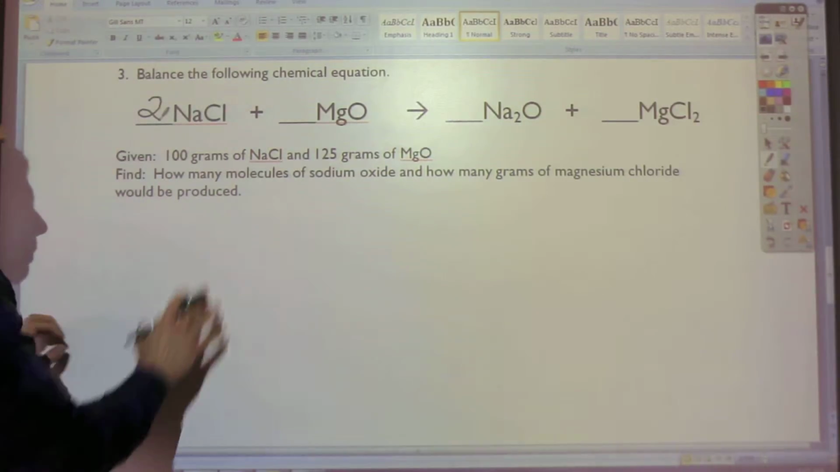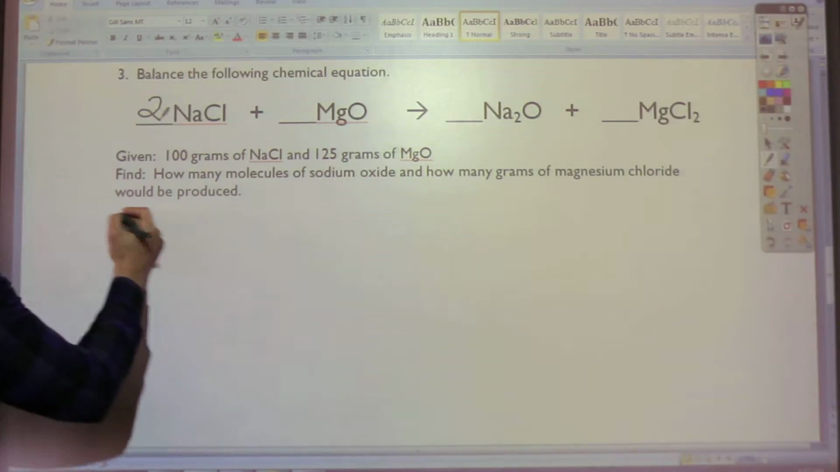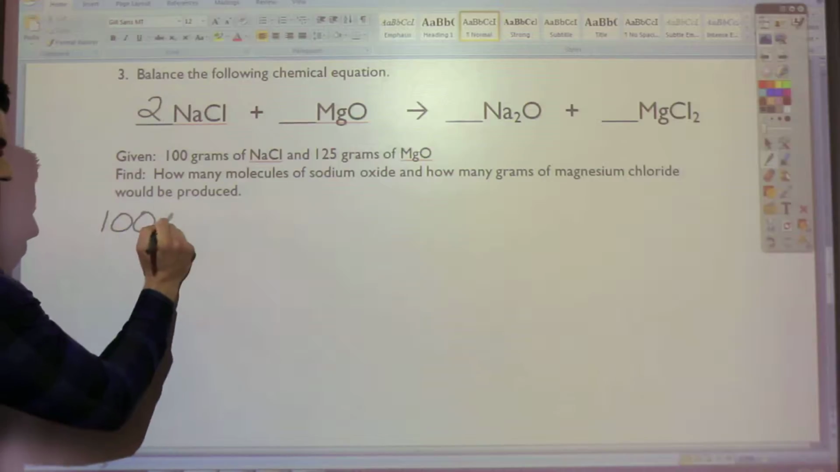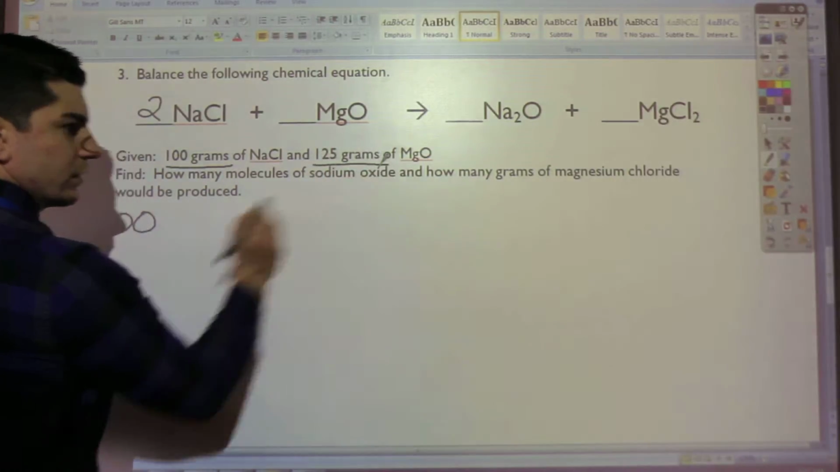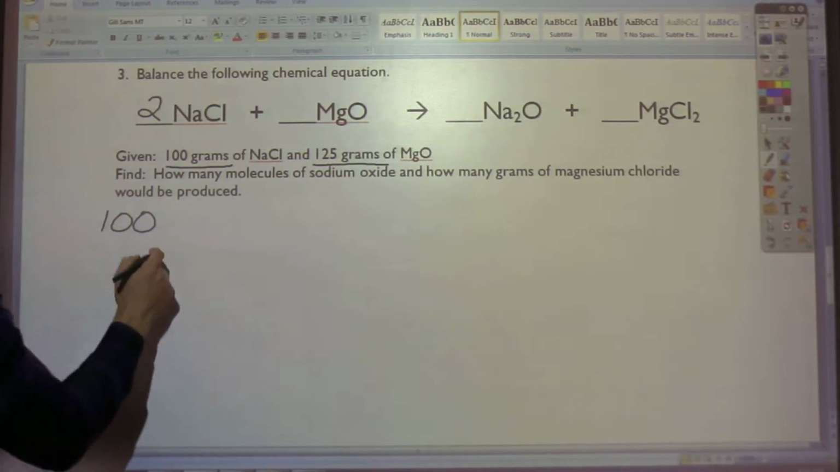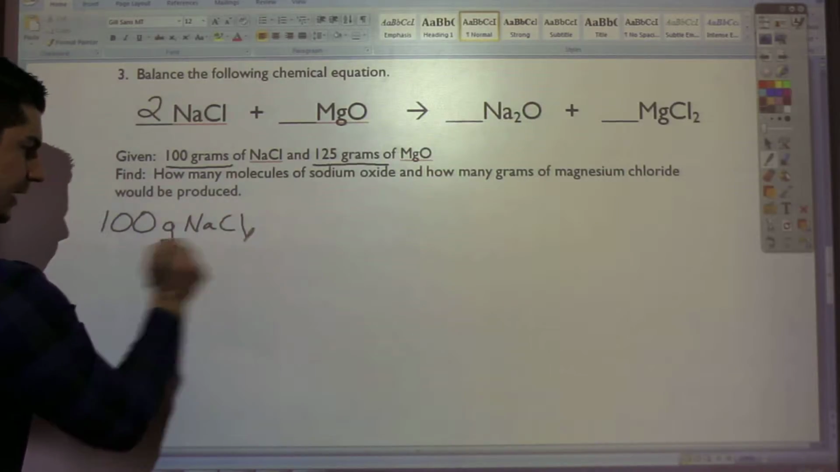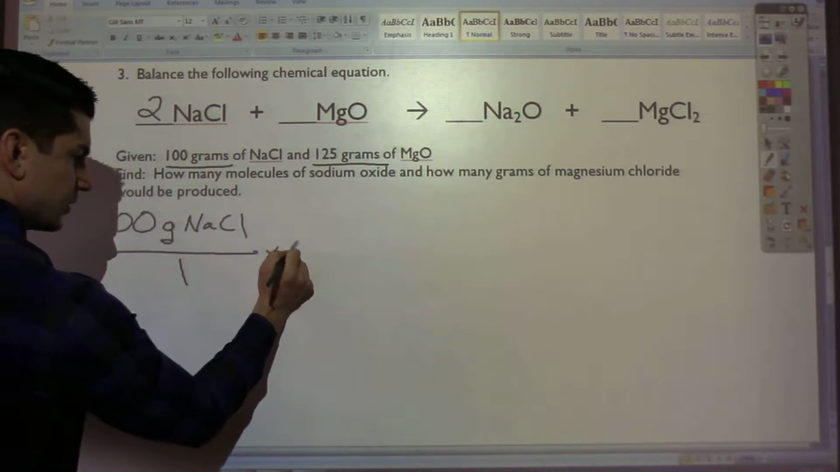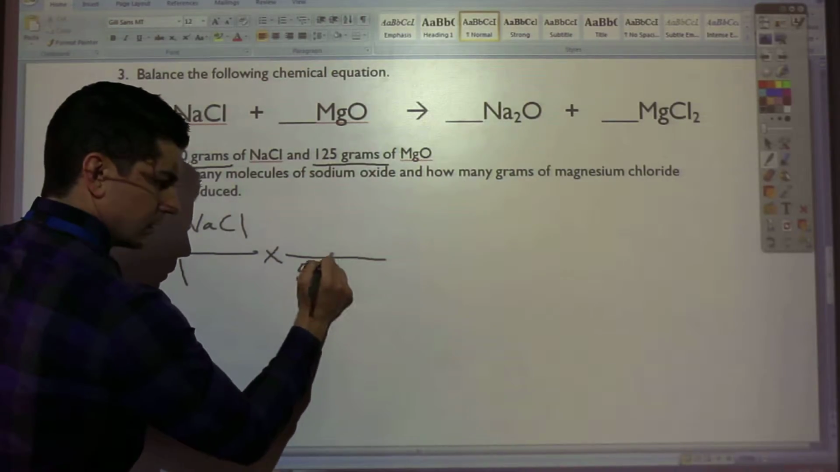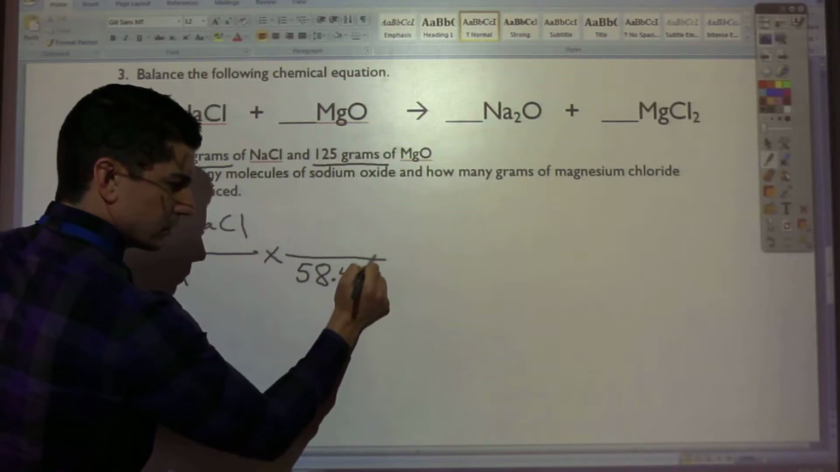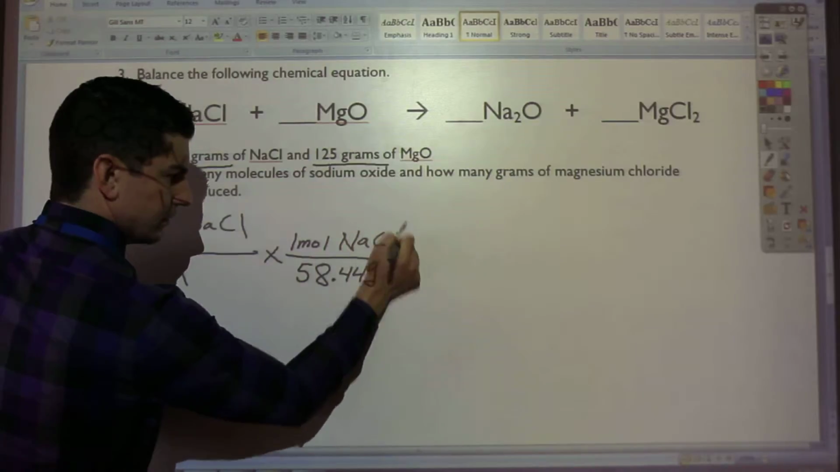But anyway, after that, what we've done is we have next found our limiting reagent. So let's take both of our reactants. In this one, we are given 100 grams of NaCl and 125 grams of magnesium oxide, MgO. So we're going to have 100 grams of NaCl, and as we've done in the past, we are going to convert this to moles. So we found out that we have 58.44 grams of NaCl in 1 mole of NaCl.